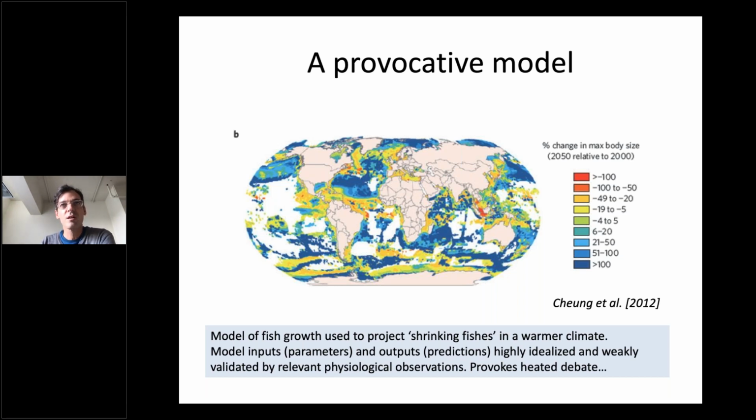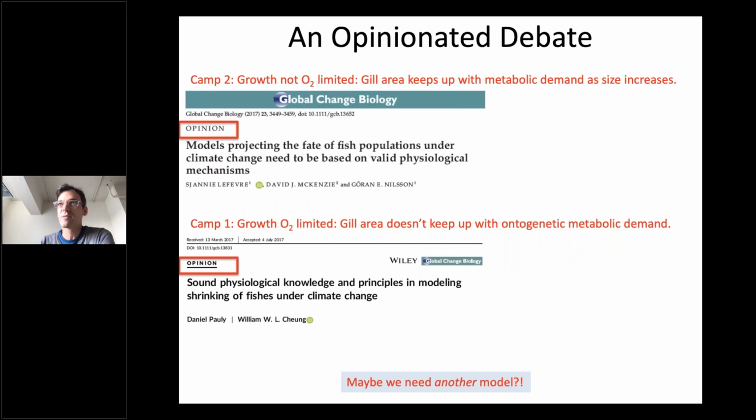It was built on a kind of semi-empirical set of curves, and so naturally, folks who think a lot about physiology and oxygen and the limitation of growth by oxygen had things to say about whether that was a realistic representation. And so a debate ensued, primarily playing out in what the authors and editors called the opinion pages of major scientific journals, arguing about whether growth is indeed oxygen limited and therefore would come to play a role in shrinking fishes of a warmer ocean.